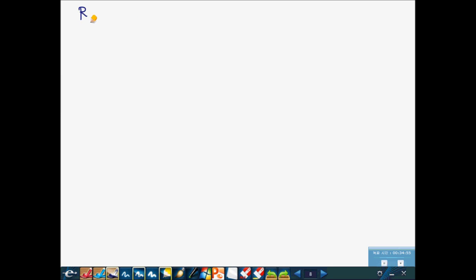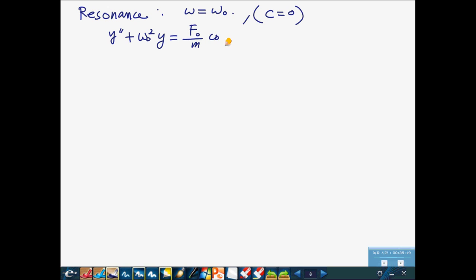So it's a resonance. Resonance is when omega is exactly omega naught, the natural frequency of the homogeneous undamped system. Okay? Still C is 0, right? So y double prime plus omega naught square y equal f naught over m times cosine omega naught t. Okay? So exactly when omega becomes omega naught. That's the same undamped system, right?